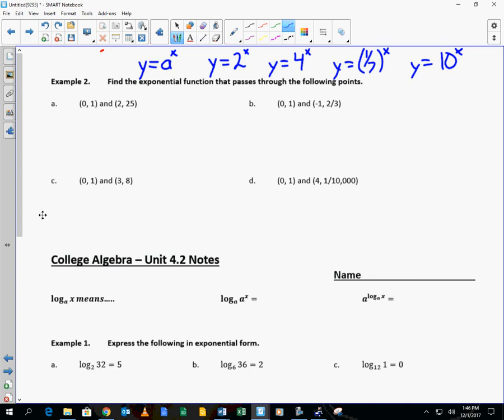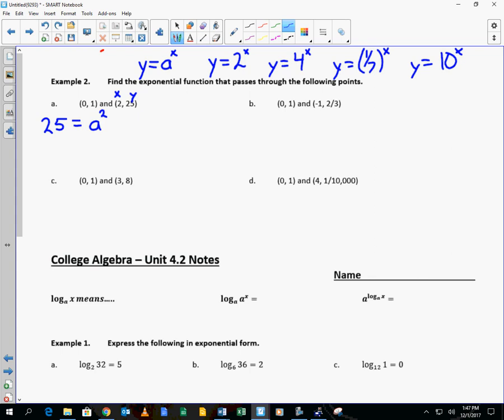Now, as you look at this, it says find the exponential function that passes through the points. These all pass through what point? They all pass through 0, 1. So we have to look at the second point. Well, this is my x value, and this is my y value. So if the x value is 2, and the y value is 25, then we write 25 equals some number a raised to the second power.